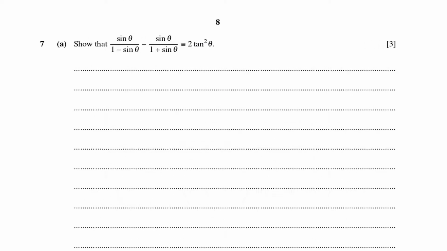Question number 7. Show that sine theta over 1 minus sine theta, minus sine theta over 1 plus sine theta, is identical to 2 tan squared theta. So right here, we have an identity and we're going to select a side to work with. So let's work with the left-hand side. Now with the left-hand side, I can have a common denominator. So in this case, the common denominator can be 1 minus sine theta bracket 1 plus sine theta.